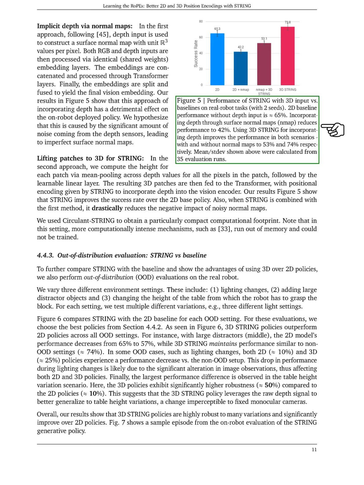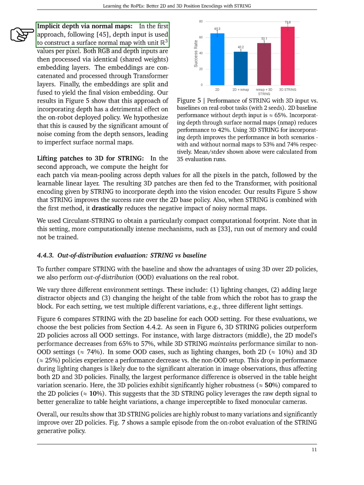We explored 2 methods for incorporating depth into the policy. Our results showed that the 2D baseline without depth input achieved about 65% performance. When we added depth using surface normal maps, performance dropped to around 42%. However, using 3D STRING improved performance to 53% and 74% in scenarios with and without normal maps, respectively.